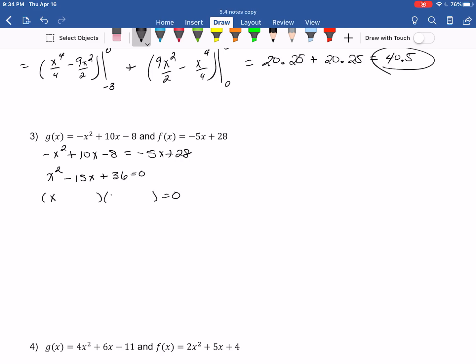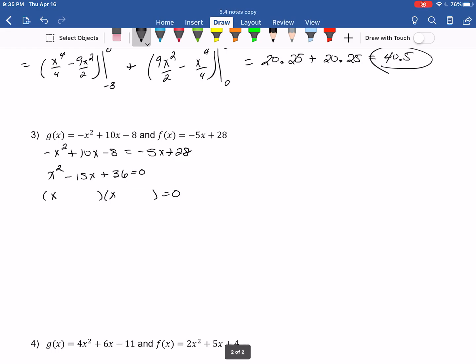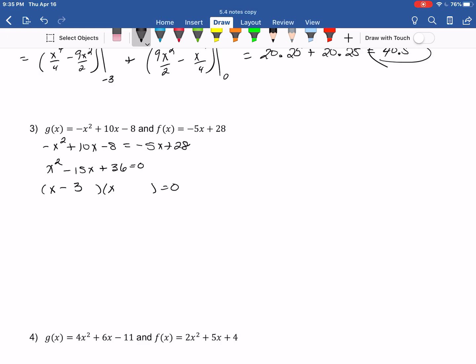You have to remember your factoring skills. No time to forget any of that. Let's see, factors of 36 that add to negative 15. I might think about 9 and 4. That's no good. 2 and 18. That's no good. 3 and 12 looks pretty promising. How about minus 3 and minus 12?